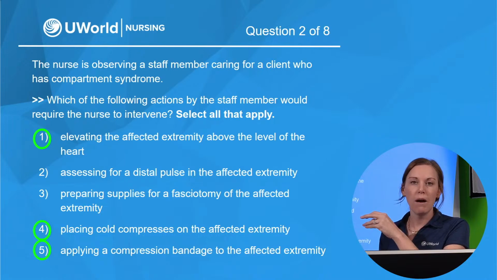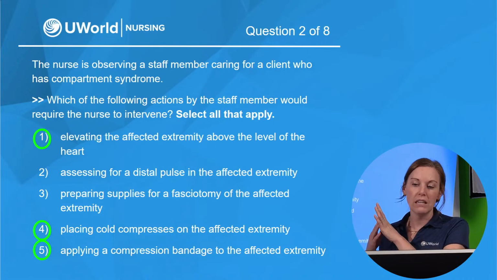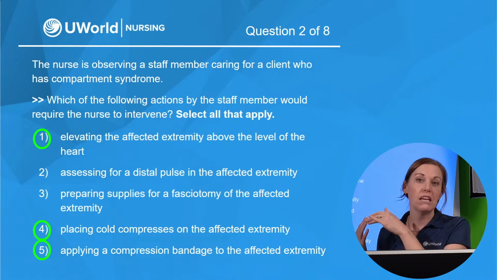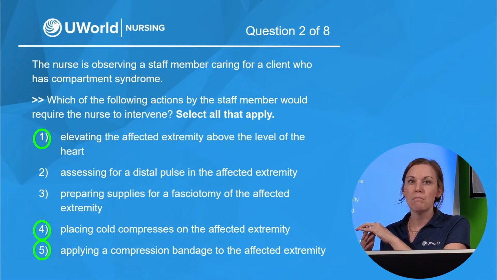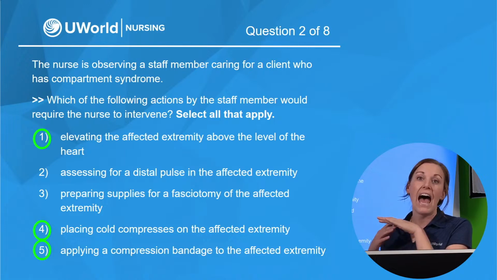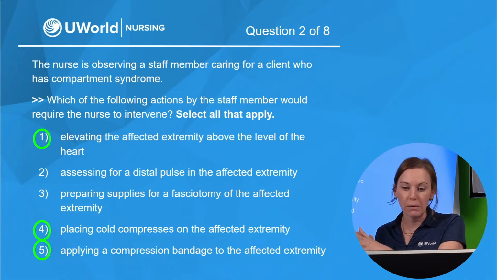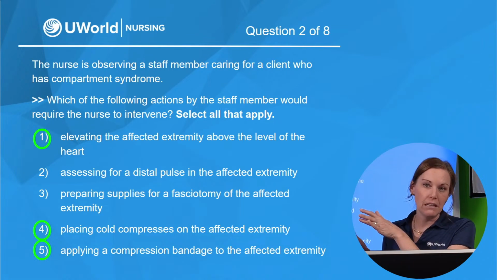So when we're talking about what we should do for a client who's experiencing compartment syndrome, we want to make sure we're positioning the affected extremity at the level of the heart. This question is asking us what we should do to intervene, so we're looking for actions that are not appropriate. Option 1 says elevating the affected extremity above the level of the heart. We want to position the extremity at the level of the heart. We want to encourage that blood flow and maintain as much tissue perfusion.